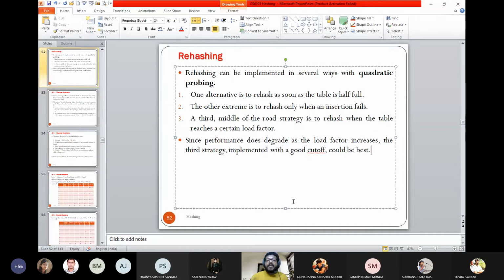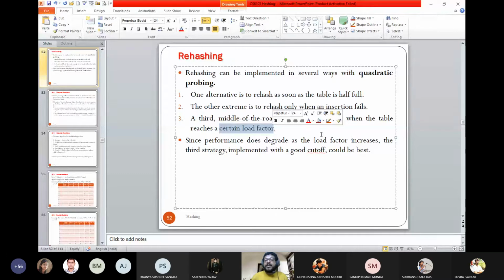So the third is the middle road strategy: rehash when the table reaches a certain load factor. Maybe 70%, maybe 75, maybe 80, you rehash. So these are the three strategies. One has to select any one of them to decide when to rehash. Since the performance, that is insertion as well as retrieval, degrades as the load factor increases, the third strategy implemented with a good cutoff could be the best strategy. This is the concluding remark on rehashing.